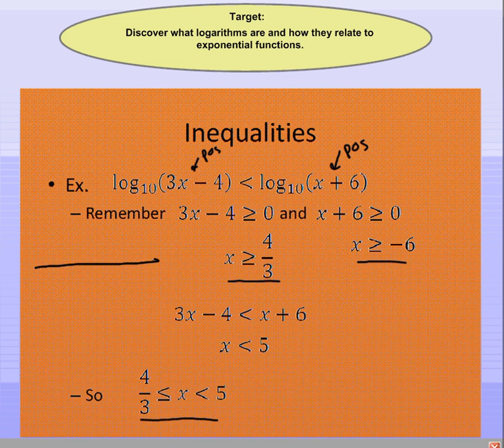How did I know that solution? I'm going to get a number line out and put the numbers in order as they need to go, and see in what way we go. We know x has to be greater than or equal to -6, and x has to be greater than or equal to 4/3. Those two values make sure that the values next to our logs are positive. And x has to be less than 5, so I go that direction. Where are all three regions overlapping? In here. So that is our solution: 4/3 less than or equal to x, less than 5.